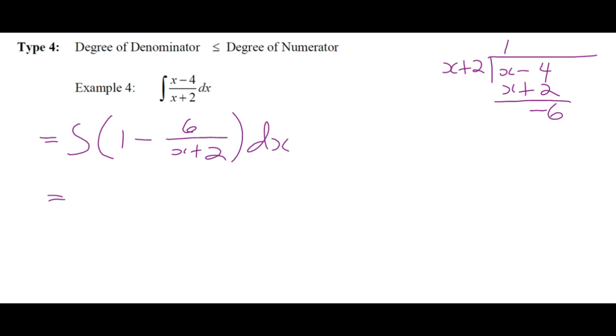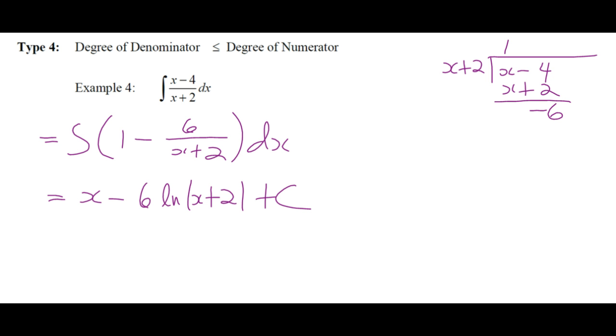Okay, which is, now this is quite doable, right? So you just got a 1, which is x. Minus, you got this, which is 6 ln of x plus 2 plus c. That's why we didn't give you a whole pile of room for that one. It didn't need much room. Okay, so that's how you do that.